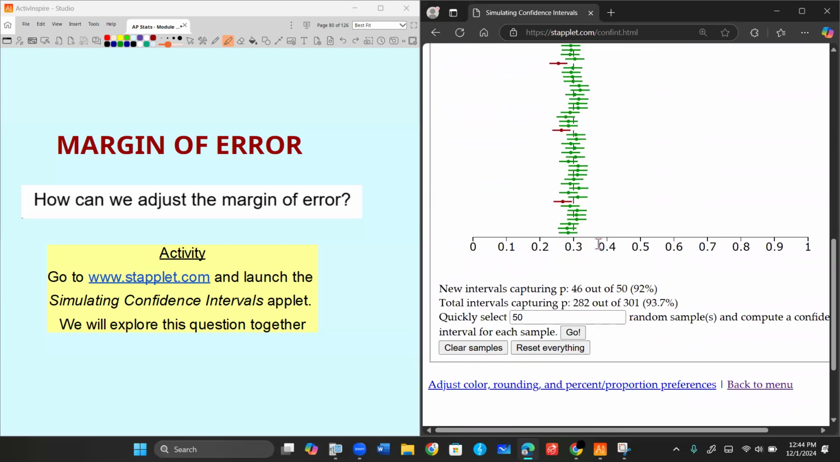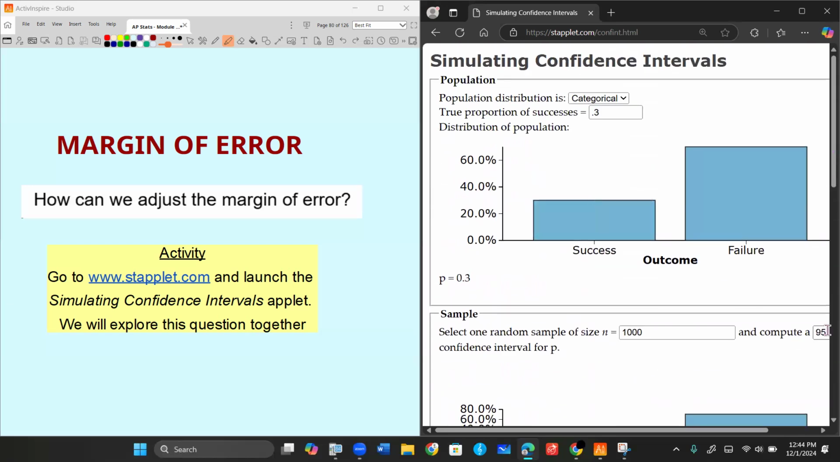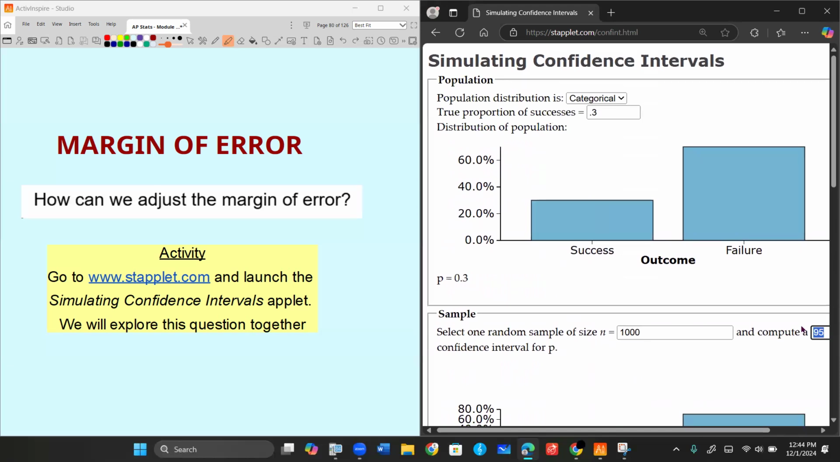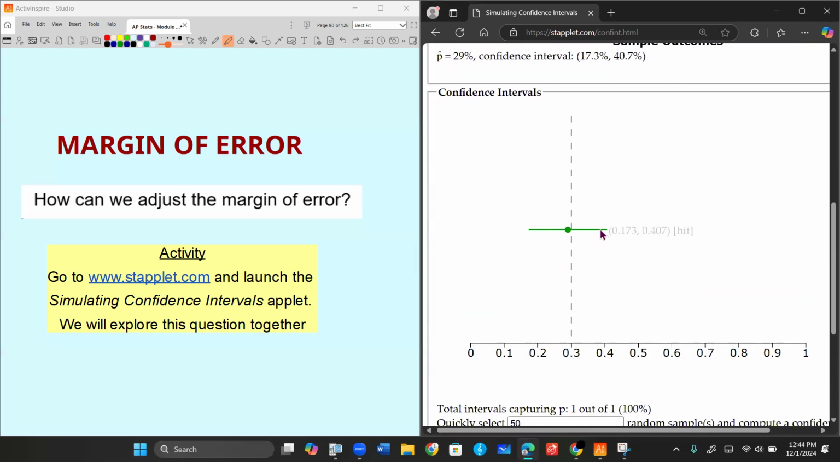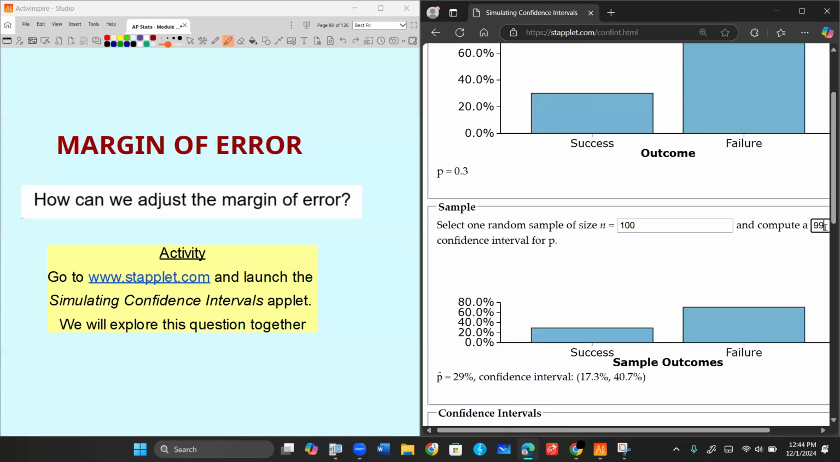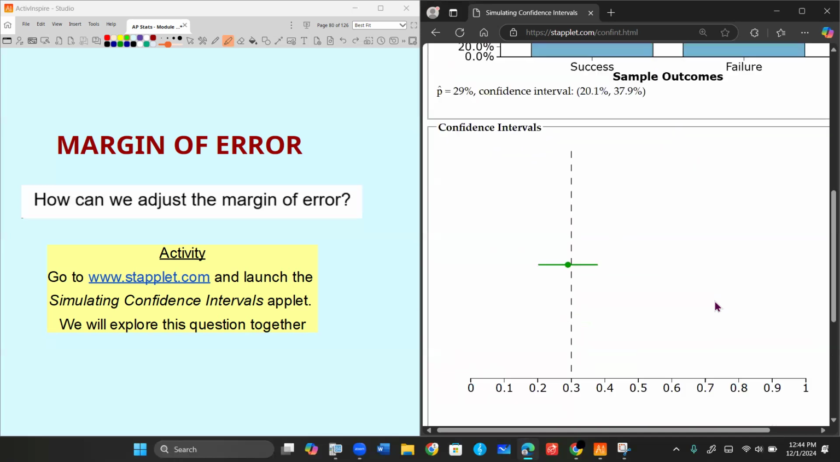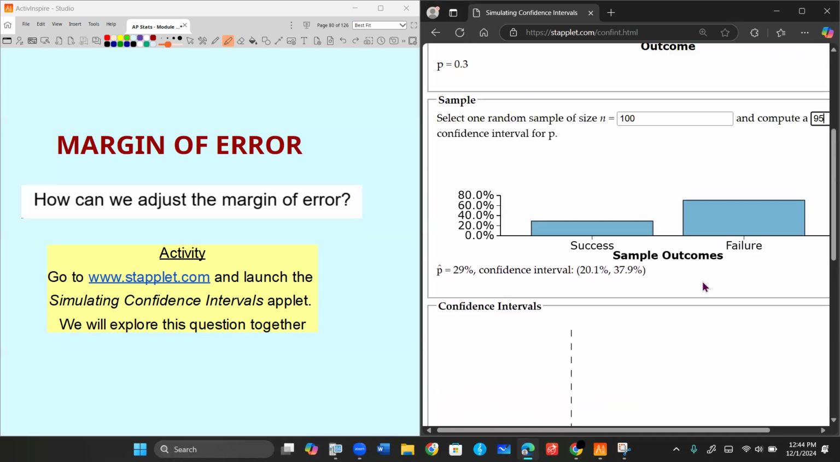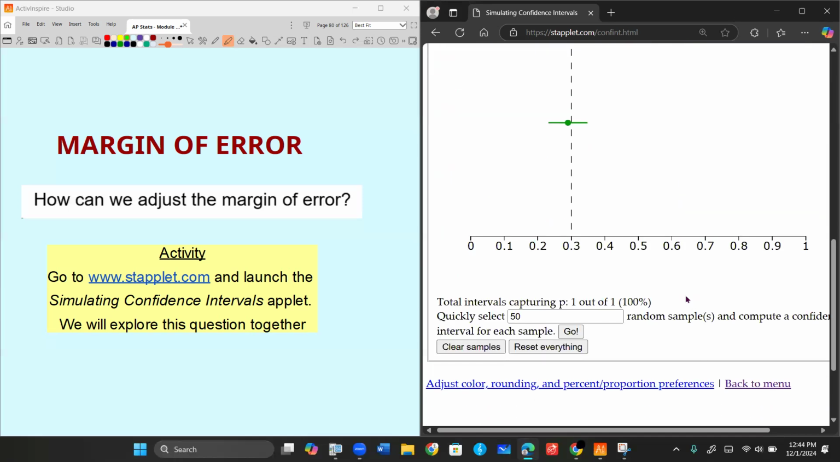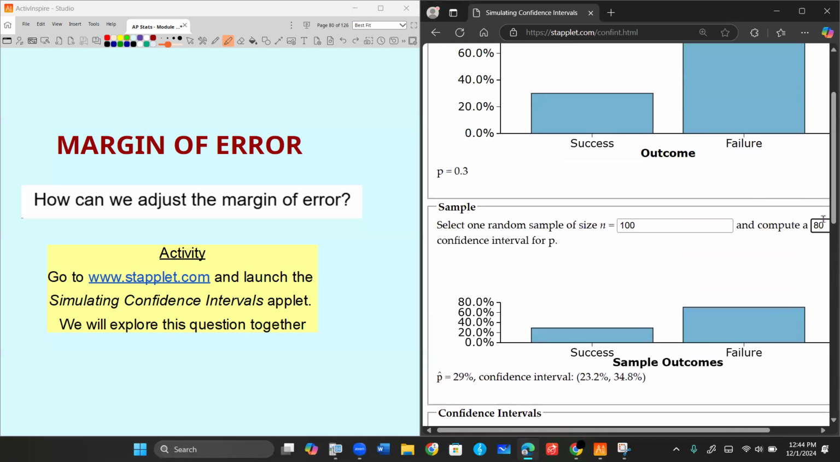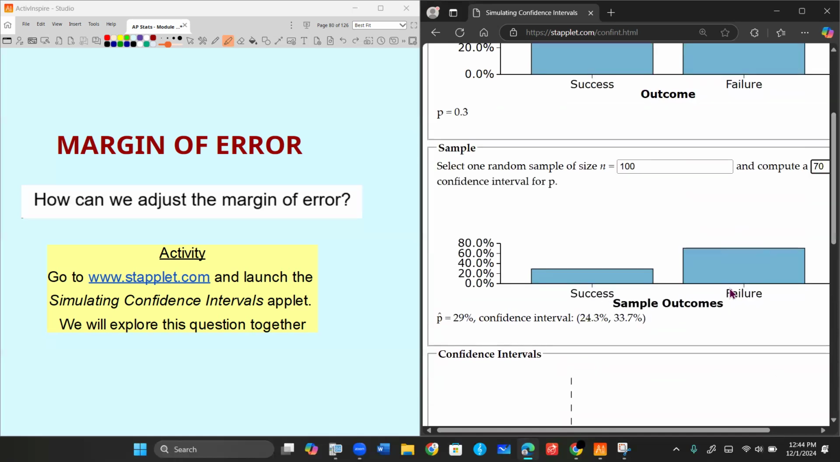If I take my level and say I make that level 99%, probably helps if I make a normal sample size. We'll do 100. So there's 99%. Let me remind you what 95% looks like. 95 is a little bit narrower. And if I go down to, let's say 80, it's even narrower. I don't know if it'll let you go below 80, but I'll try 70.